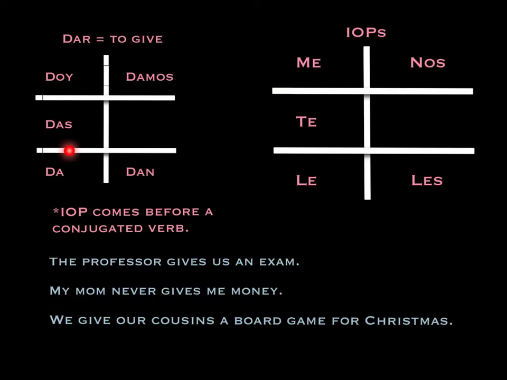Finally, we give our cousins a board game for Christmas. Who is giving? Well, that's we give. And to whom is the board game being given? And the answer is our cousins. And you have to decide, well, which indirect object pronoun could we use to substitute our cousins? And that would be they, right? It is to or for them. So we would use les here as our indirect object pronoun. Let's look at these in Spanish, and I think it'll make just a little bit more sense.